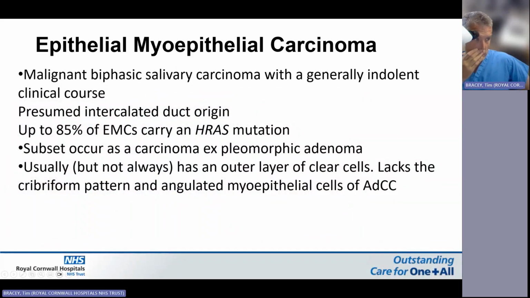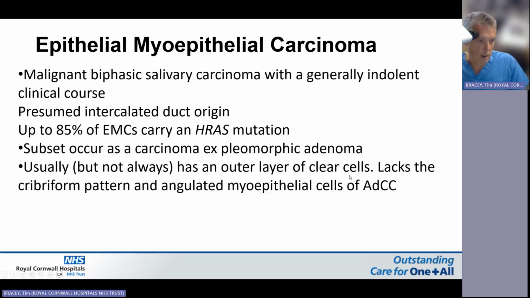So epithelial myoepithelial carcinoma is a malignant biphasic salivary gland carcinoma, generally has an indolent clinical course, and it's presumed to be of intercalated duct origin. Most of them carry HRAS mutations. And as I mentioned, a subset can occur as a carcinoma ex pleomorphic adenoma.